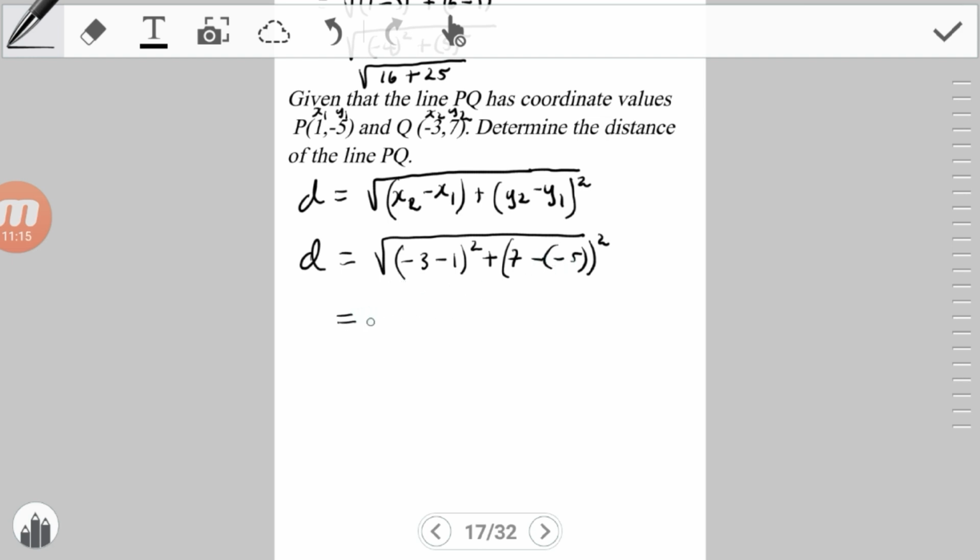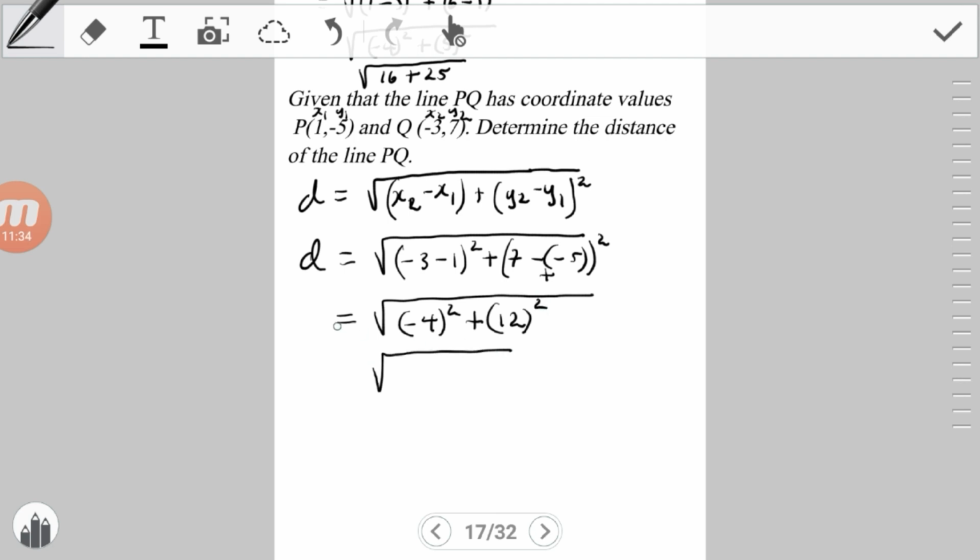So that's good. So that's going to be the square root then of negative 4 squared plus 7 take away negative 5. The two negatives clash, giving a plus. 7 plus 5 is 12 squared.